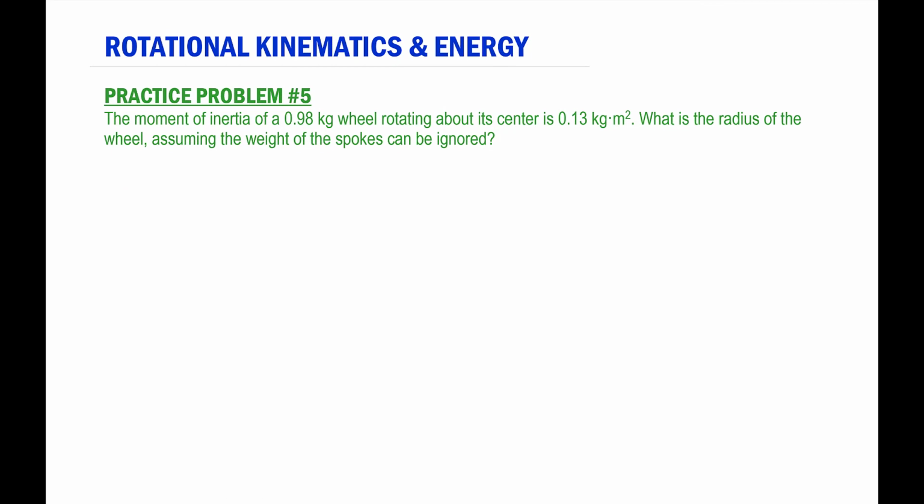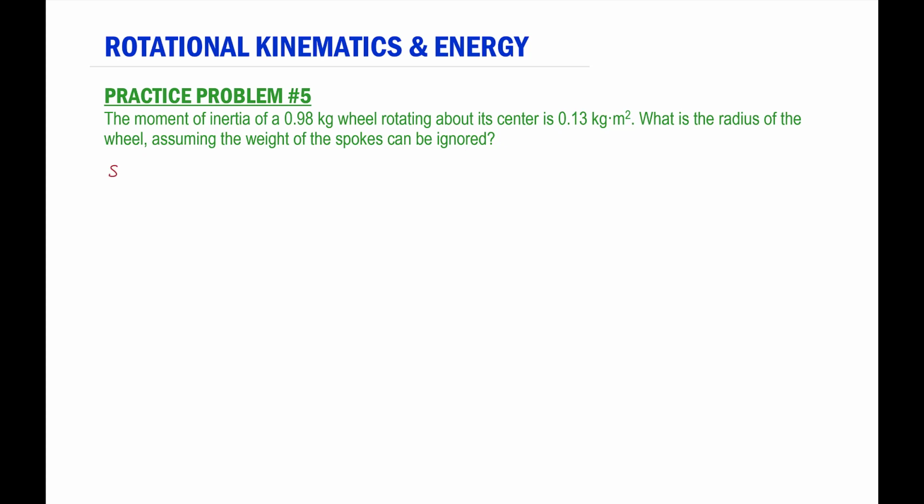In this problem, the moment of inertia of a 0.98 kilogram wheel rotating about its center is 0.13 kilogram meters squared. What is the radius of the wheel, assuming the weight of the spokes can be ignored? So essentially this question is asking us what the radius of the wheel is if we assume it's just a cylindrical shell. So this is a moment of inertia problem. We're given the mass of the wheel, which is, like we said, a cylindrical shell or a ring. We're also given the value of I, so all we have to do is choose the correct equation for moment of inertia based on the shape and solve for the radius.